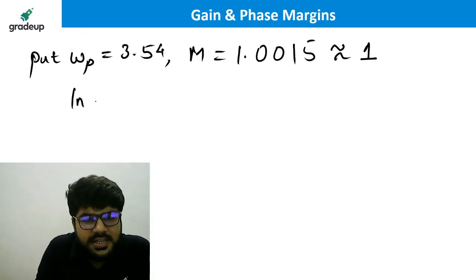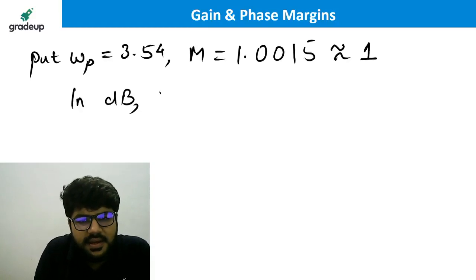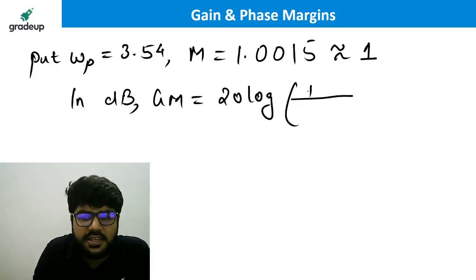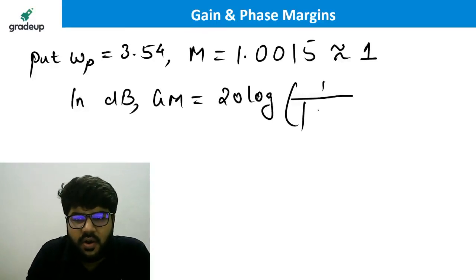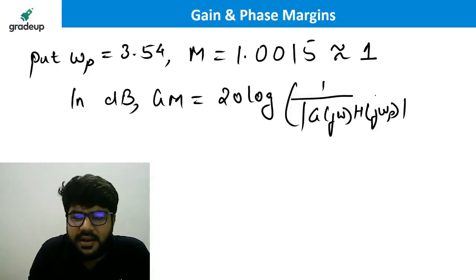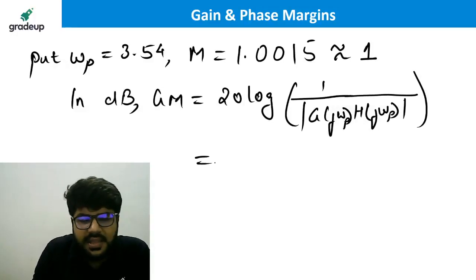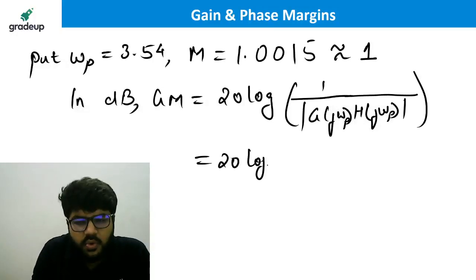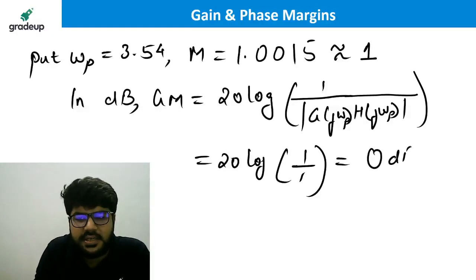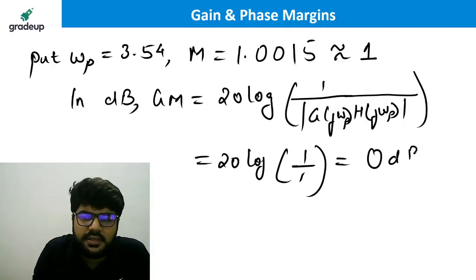So in the decibel scale, what is the gain margin? That is given by 20 log 1 upon this magnitude, 20 log 1 upon mod G(j omega)H(j omega p). I am writing directly the absolute decibel answer, and that is equal to 20 log 1 by 1, that is 20 log 1, and that is 0 dB.